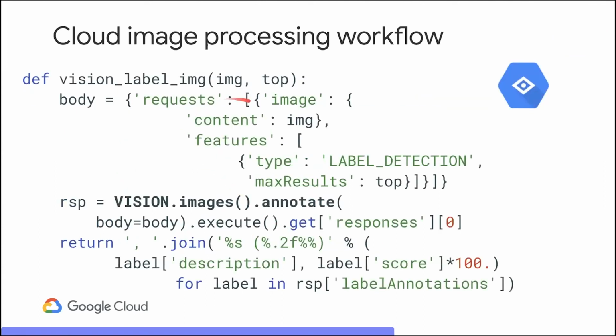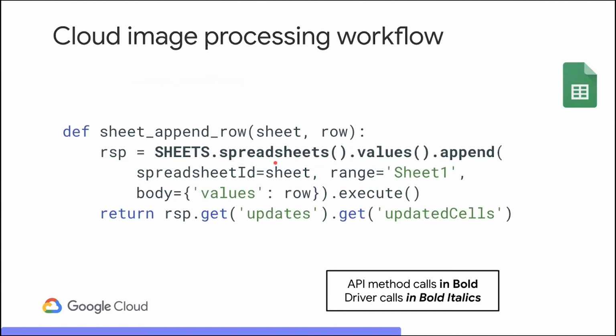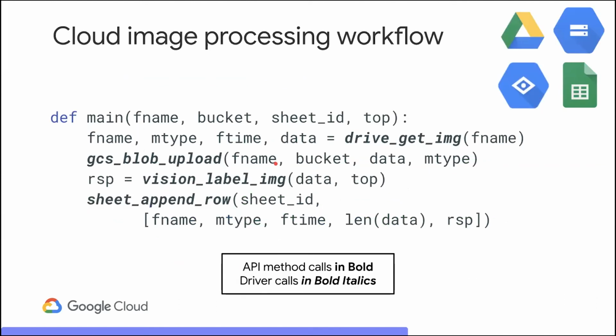Take that data, analyze it with Cloud Vision. So this is very similar to the example I showed you earlier. This is even easier. No facial recognition here. Just give me the top 5 labels. And then write the row, one-liner, straight into the spreadsheet. Okay. And then here's the main that calls all 4 of them.